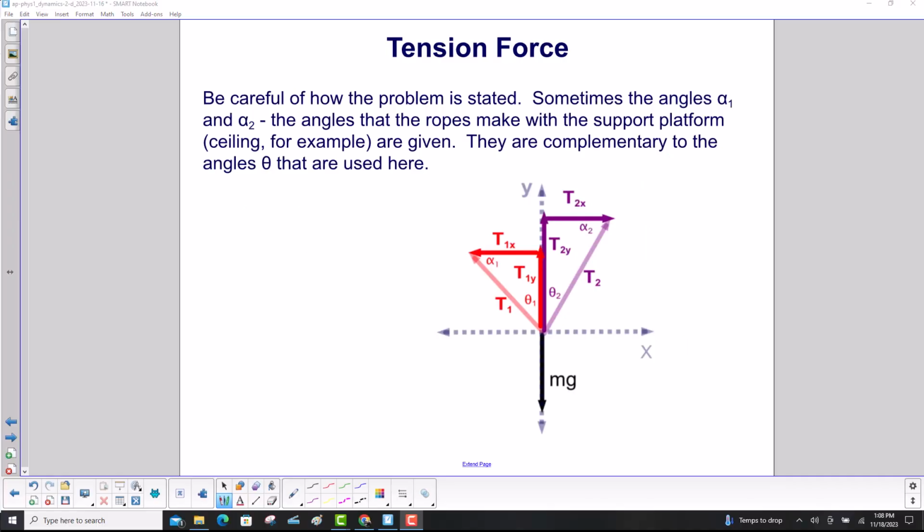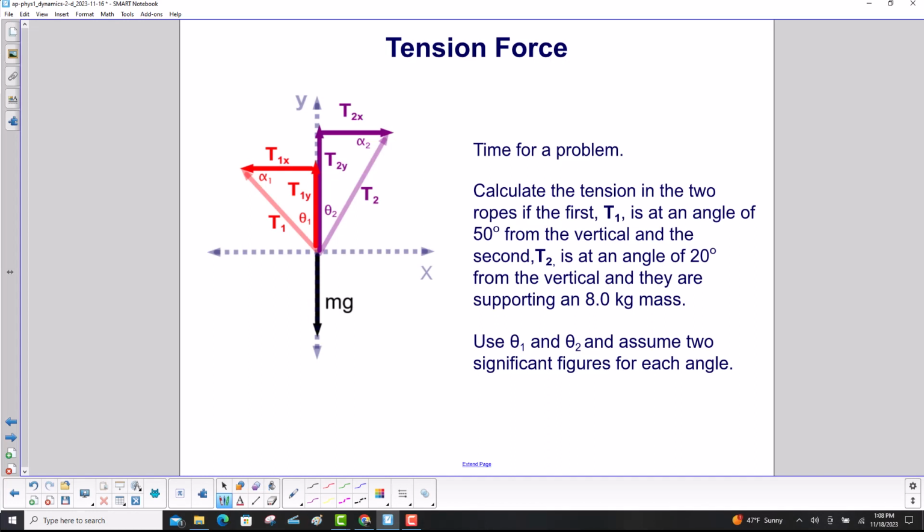Be careful of how the problem is stated. Sometimes the angles alpha 1 and alpha 2 are given. Those are the angles that the ropes make with the support platform, the ceiling, for example. They might give you those. They're complementary to the angles theta that are used here.